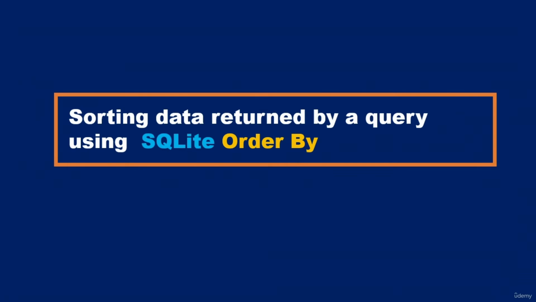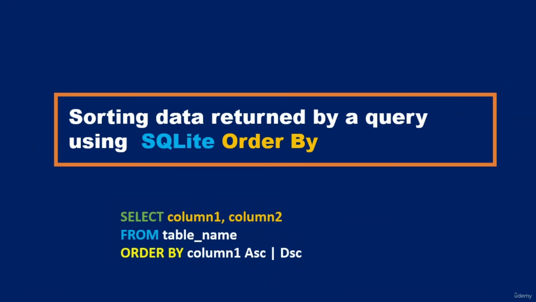So if you use the select statement to query data from a table, the order of rows in the result set from that query may not be in the specified order they were entered. However, you can sort the result set by adding the order by clause in your select statement. So this is how you would do it.